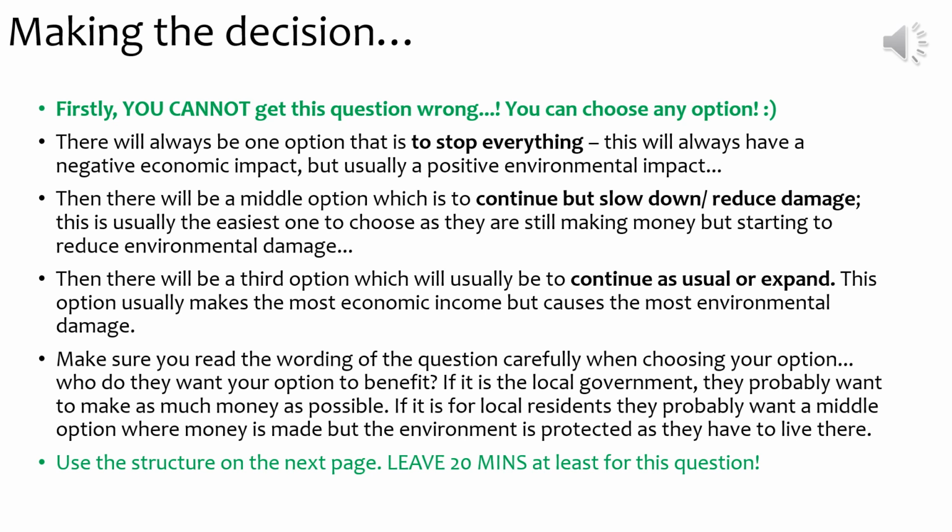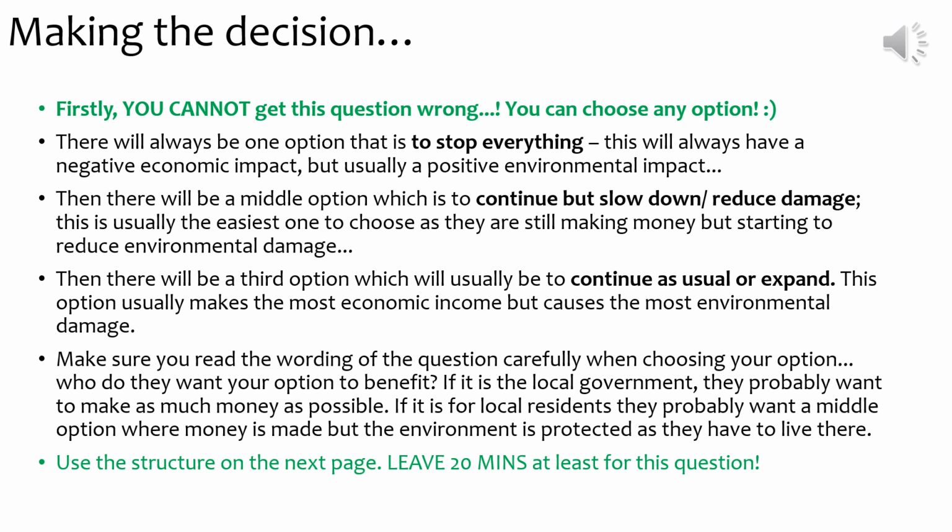There will always be one option which is about stopping everything. This always has a negative impact on money because normally it's stopping production of oil in some way. But it will have a positive environmental impact. Then you'll be having an option which is about slowing down production or reducing damage to the environment. That's what's usually the easiest one to choose because the country's still making money whilst the environment's improving. Then there will be a third option which is usually to continue as usual or expand production, and this obviously has a great economic advantage, but it causes loads of damage to the environment.